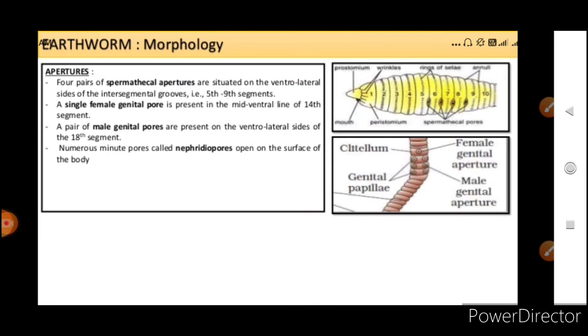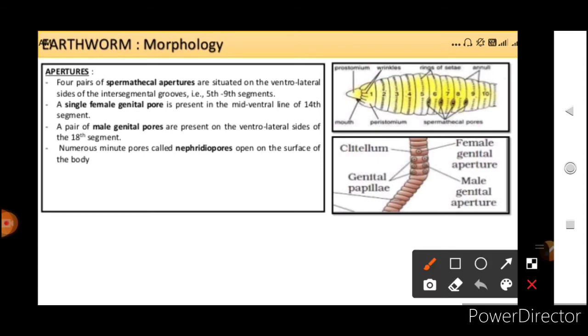Now we'll talk about the apertures. Four pairs of spermathecal apertures are situated on the ventrolateral side, that is the ventral side, and on the sides of the intersegmental grooves, that is 5th to 9th segments. A single female genital pore is present in the mid-ventral line of the 14th segment. The pair of male genital pores are present on the ventrolateral sides of the 18th segment, and numerous minute pores called nephridiophores open on the surface of the body. This you have to remember.